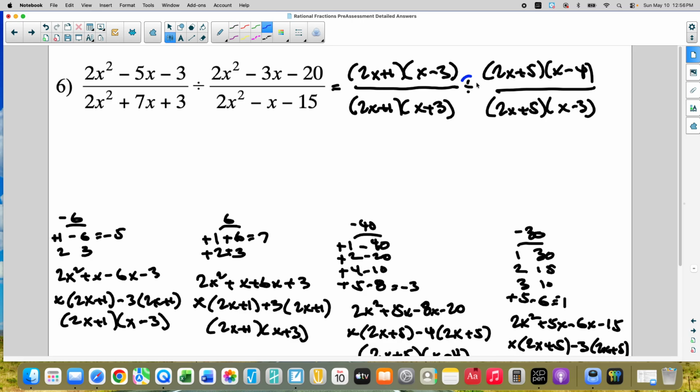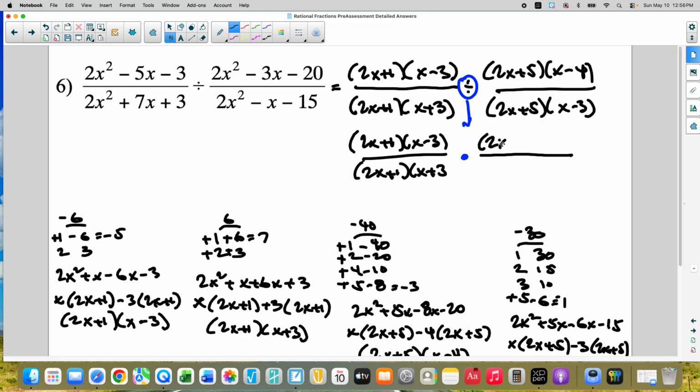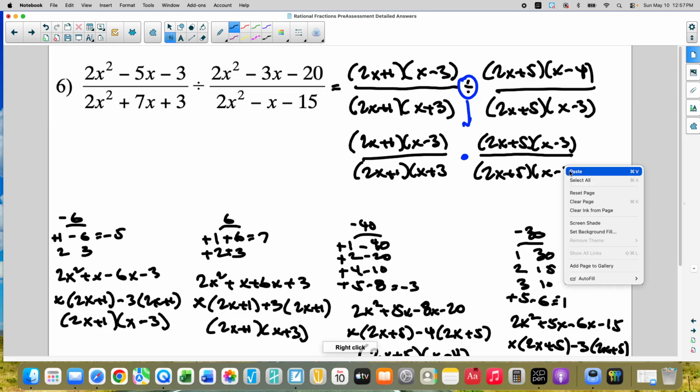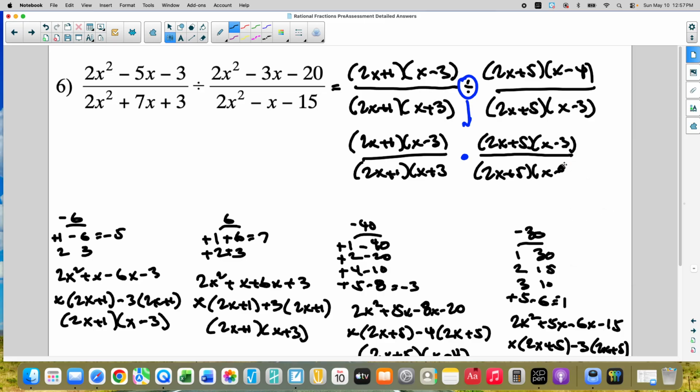Now, I'm going to change from division to multiplication by keep 2x plus 1, x plus 3, switch and flip. So now the denominator becomes the numerator. The things in the numerator now become the denominator. Whoa, sorry. Oh, I don't know what happened there. Minus 4. Now we can cancel. Everything's multiplying. 2x plus 1, 2x plus 1.